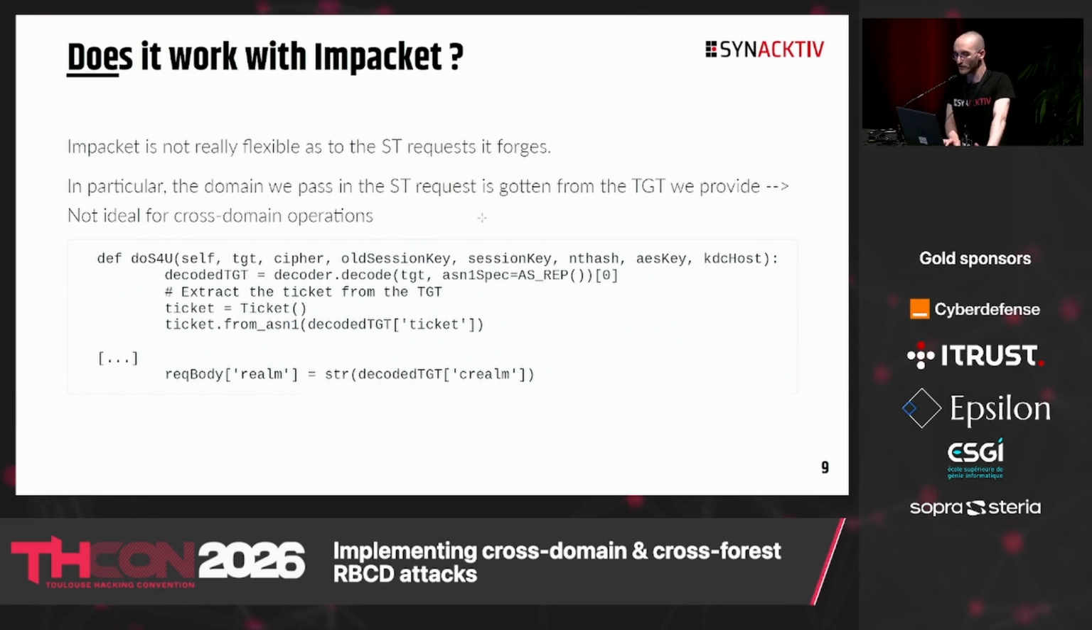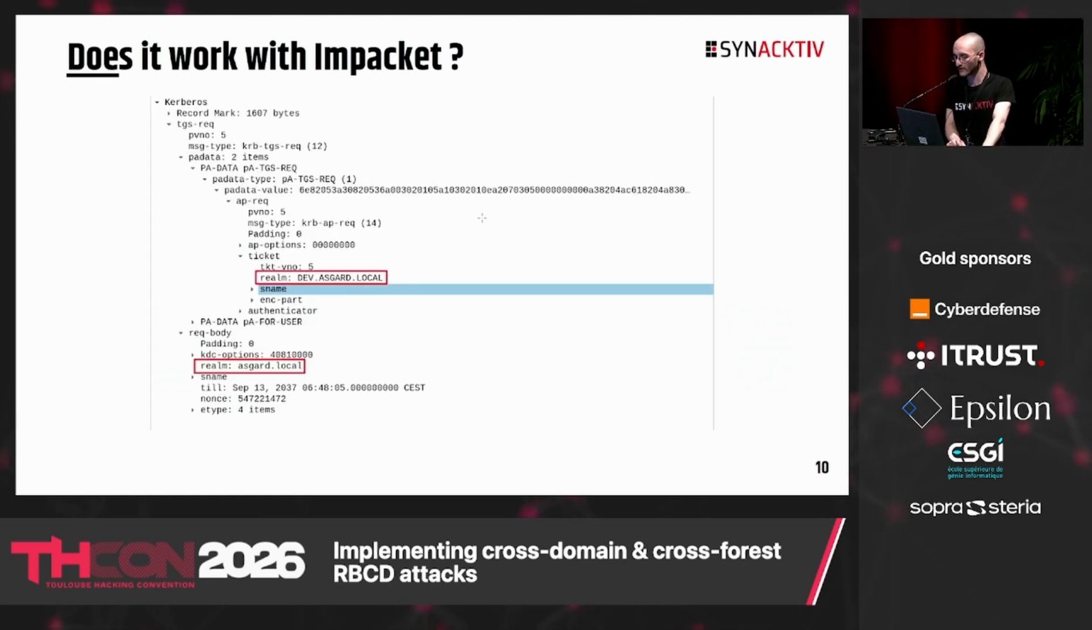So after checking this with Rubeus, we tried to perform the same steps with Impacket, and sadly it did not work because Impacket is not really flexible as to the service ticket requests it forges. In particular, the domain that is present in the service ticket request is gotten directly from the TGT that we give as an argument. But this is not ideal in cross-domain operations, because as we can see here from the traffic from the RBCD, the ticket that we pass to authenticate might be from the dev domain, but the service ticket that we perform might be for the other domain.